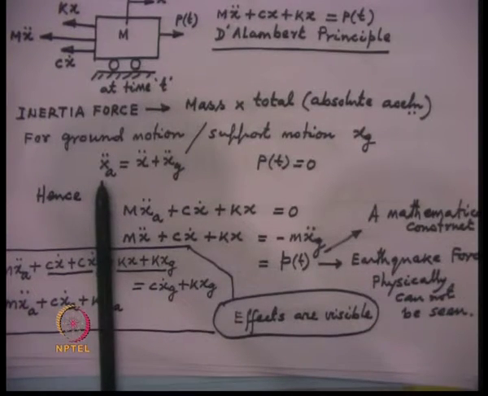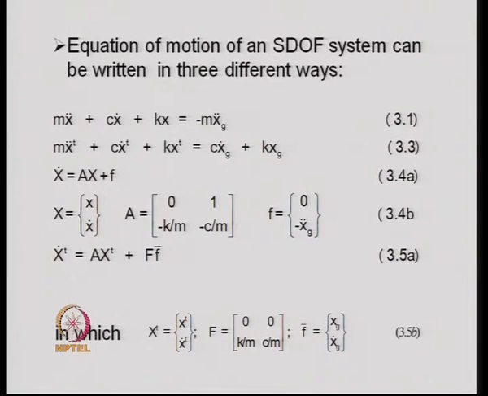Now, with these definitions and derivations, let us look at this equation, that is m x double dot plus c x dot plus k x equal to minus m x double dot g, that is what we have derived. Now, this can be written in 3 different forms.